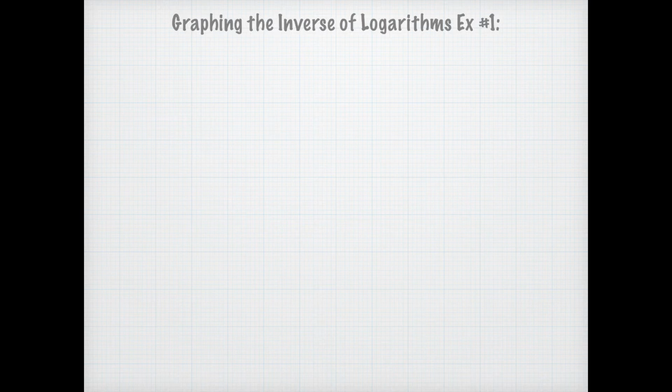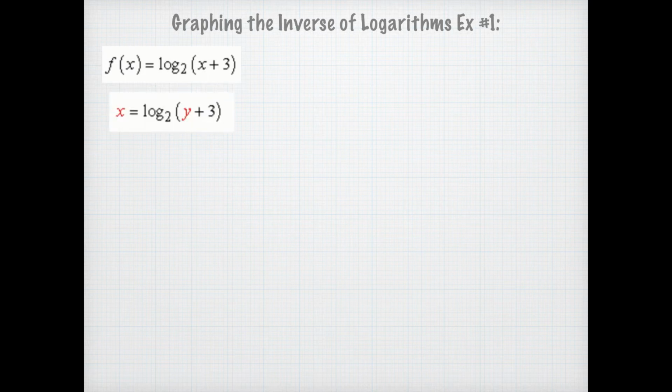Okay? All right, next we're going to work on graphing logarithms. So here's the first example. I give you this log, okay? And I want you to graph the inverse. So the first thing I need to do is substitute my x and my y. So I substitute my x for my y. Again, just like what we did before. To isolate y, I need to do 2 raised to the x equals y plus 3, and then I'm going to subtract 3. So my inverse equation is going to be 2 to the x minus 3.